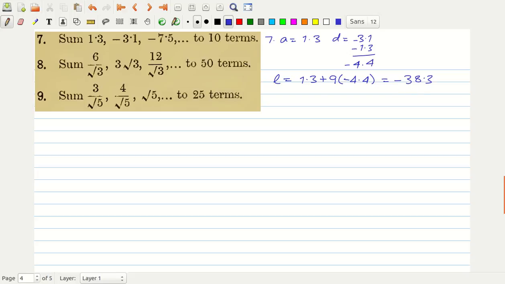Okay, I am doing it very fast because I have already done it before. So if you need time, you can go through it at your own pace and you will see that you get minus 38.3. So what will be the sum of 10 terms? The sum of 10 terms will be 10 divided by 2, which is 5, times 1.3 minus 38.3, right? n by 2, a plus l. So this will be minus 37 times 5, which is equal to minus 185.